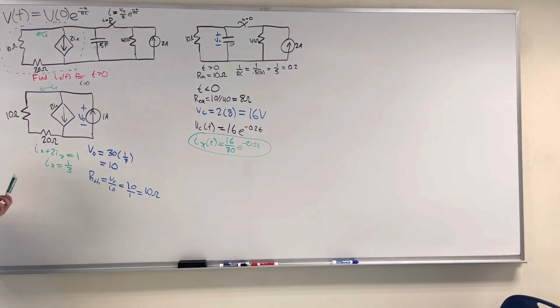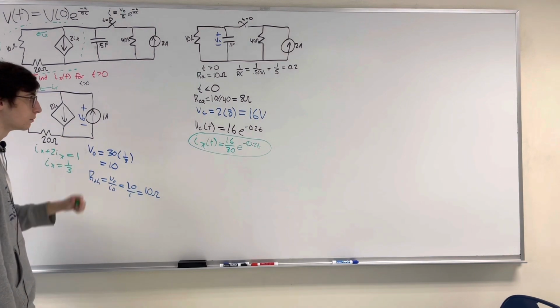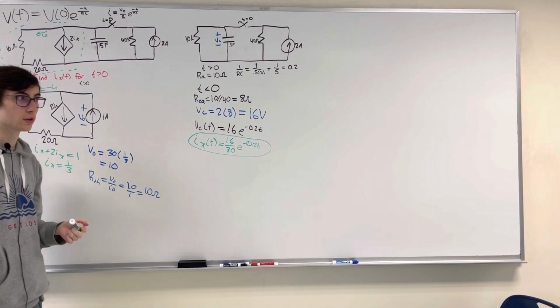So this problem is probably the most complicated because it has a dependent source, and we use Thevenin's theorem to make it 10 ohms, but just stay calm and work your way through these. Good luck.